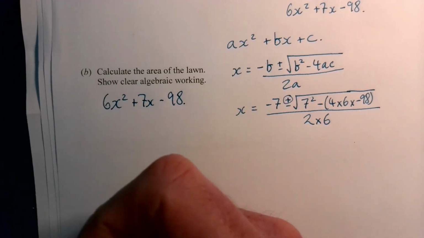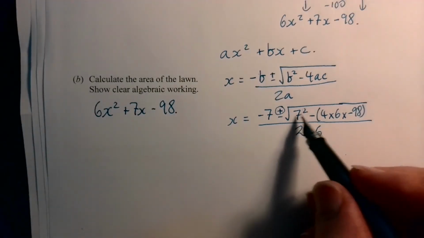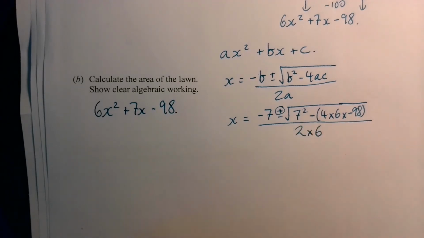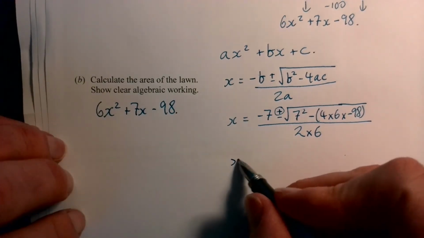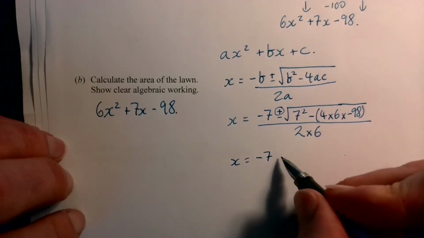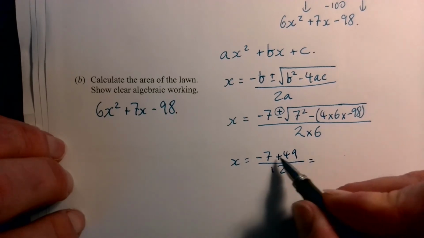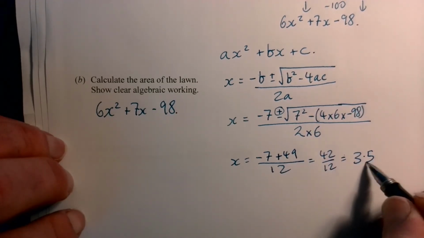Actually, no, that is going to be tricky, isn't it? What you should find if you put all of that into there is that actually gets you to 49. So then you end up with minus 7 plus 49 divided by 2 6s are 12. So that gives you 42 divided by 12, which is 3.5.